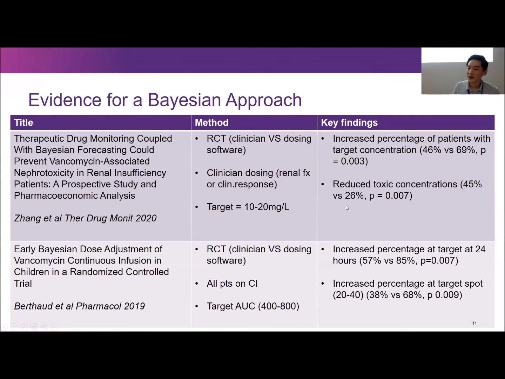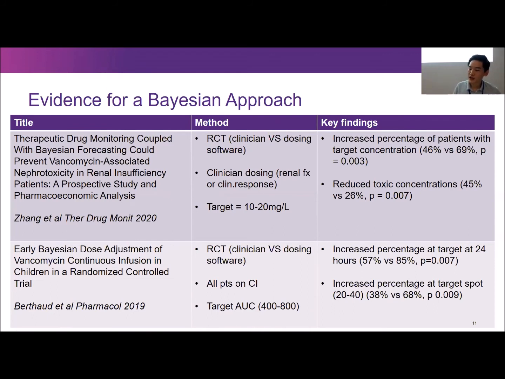Now, some of you might ask, well, that's not a very scientific way of doing TDM. I mean, most people would probably dose vancomycin according to levels as opposed to renal function or clinical response. So we've got this second study by Berthoud from 2019, and similarly, they did a randomized controlled trial as well, clinicians versus Bayesian dosing software. The interesting thing about this study is that all the patients were dosed using a continuous infusion, just because this was standard therapy in this particular hospital.